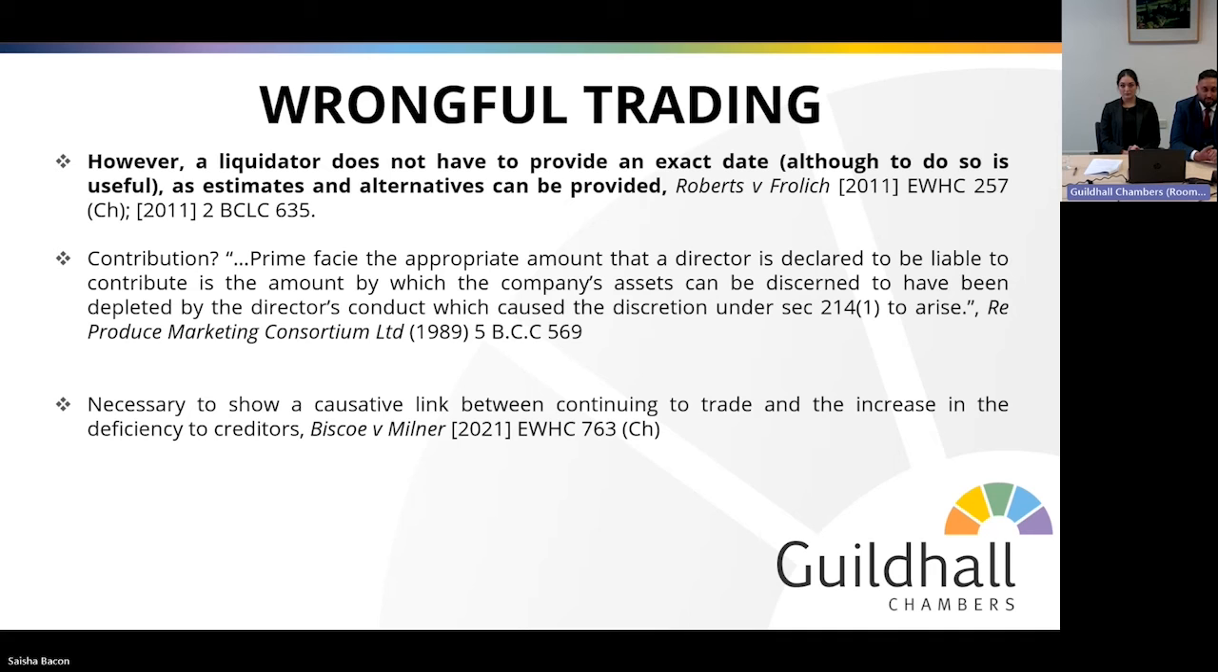In terms of contribution, the amount that a director is declared to be liable to contribute is the amount by which the company's assets have been depleted by the director's conduct, which caused the discretion in Section 214 to actually arise in the first place. And so from a causation perspective, what you need to demonstrate is that there is a link between continuing to trade and the increase in the deficiency to creditors.